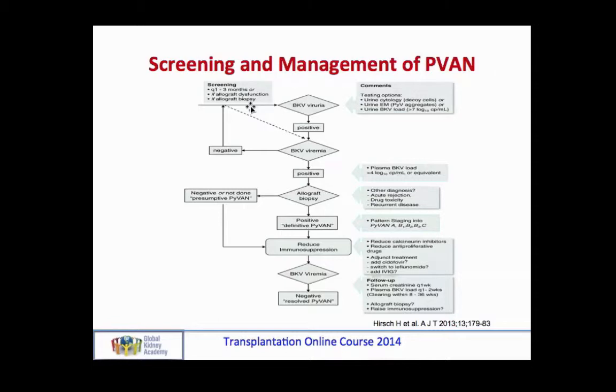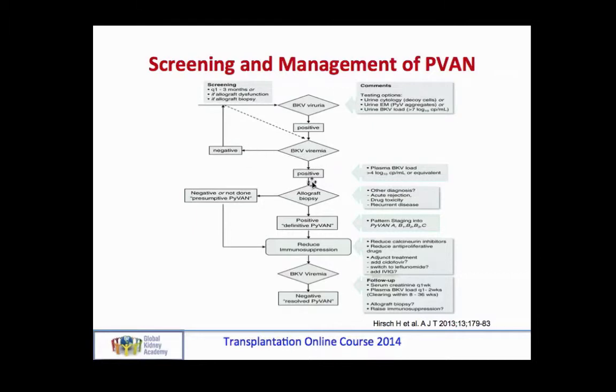but certainly the role of looking for BK in patients who have allograft dysfunction is very sensible, and you can look for it in the urine using EM, using urine cytology. If you've got somebody, you can identify decoy cells, but most people look at BK load, so do PCR in the urine. If the urine is positive, you then look for it in the blood. If the blood is negative, then you're pretty sure they haven't got BK virus.